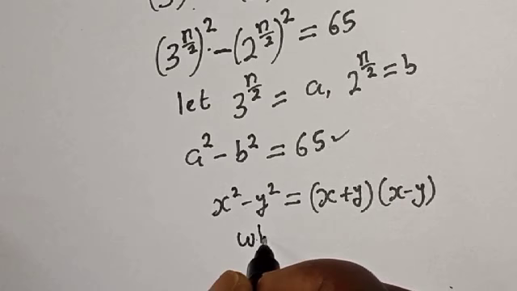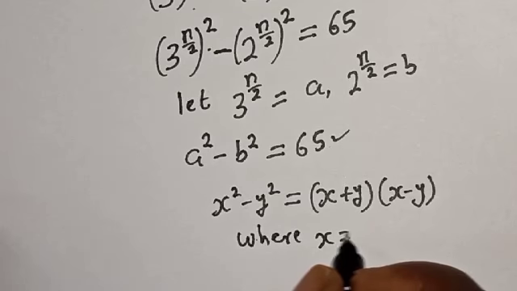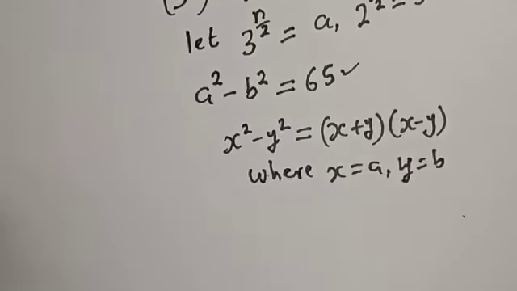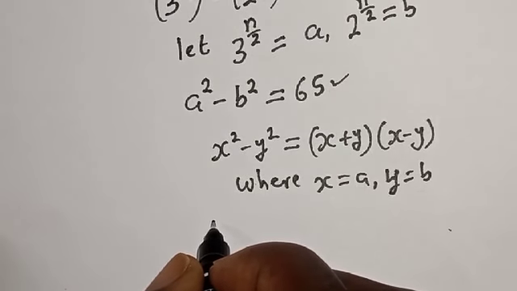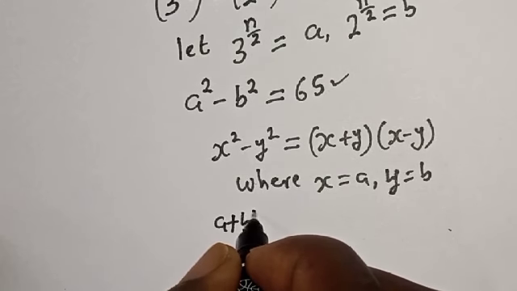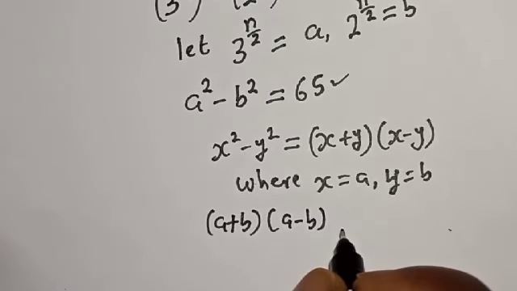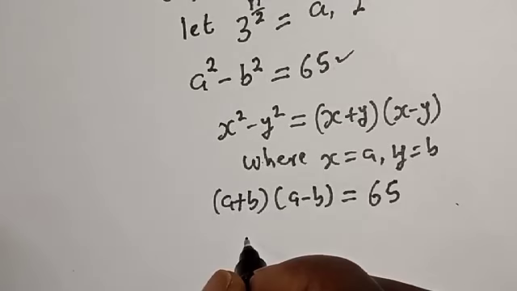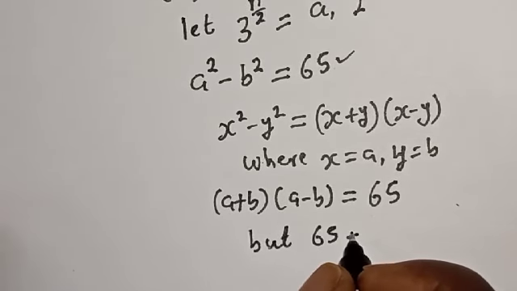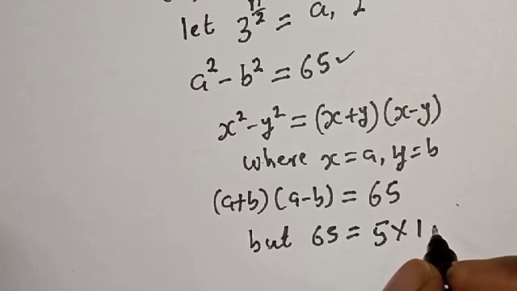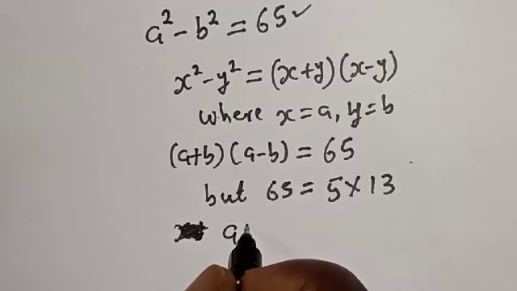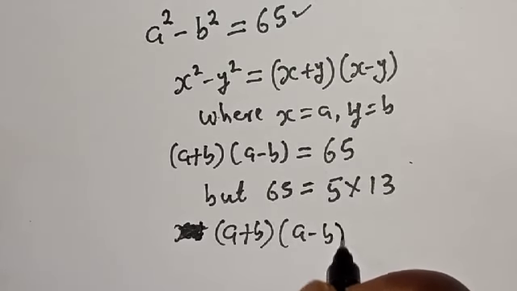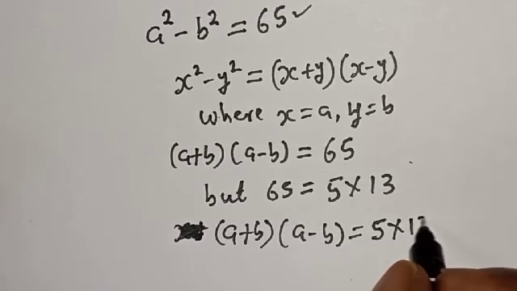Where x is equal to a and y is equal to b. Now we have a plus b multiplied by a minus b is equal to 65, but 65 is equal to 5 multiplied by 13, an integer solution. A plus b multiplied by a minus b is equal to 5 multiplied by 13.